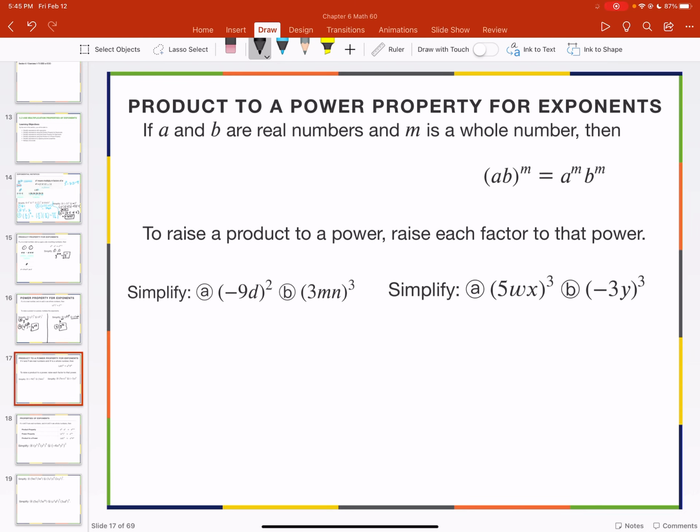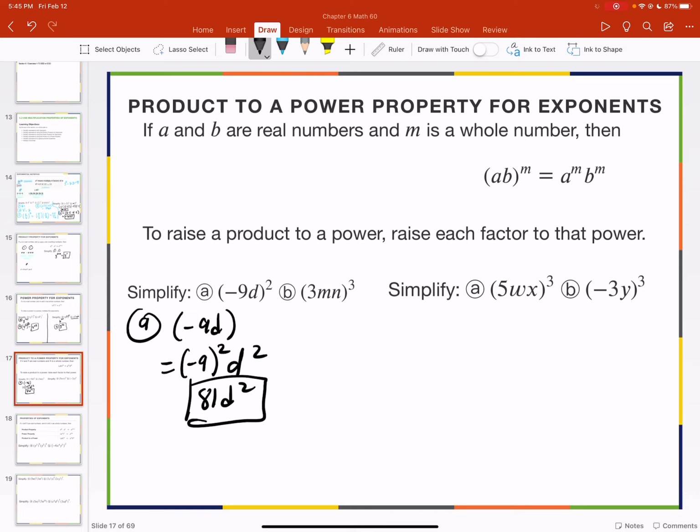Okay, what if you have a product to the power? Basically for that, you just raise each factor to that power. So for this one here, A, we have negative 9D. Well, that's just going to happen twice. So that's the equivalent of saying negative 9 squared, D squared. So that's going to be 81D squared.